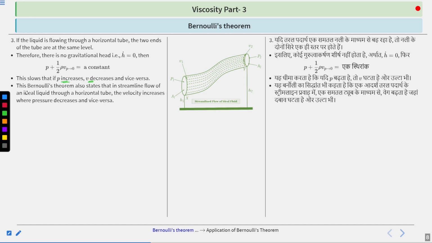This Bernoulli's theorem also states that in streamlined flow of an ideal liquid through a horizontal tube, velocity increases where the pressure decreases and vice versa. Like the same thing that I have told you: when the pressure increases, the velocity decreases, and when the pressure decreases, the velocity increases. Okay, this is also called Bernoulli's principle.